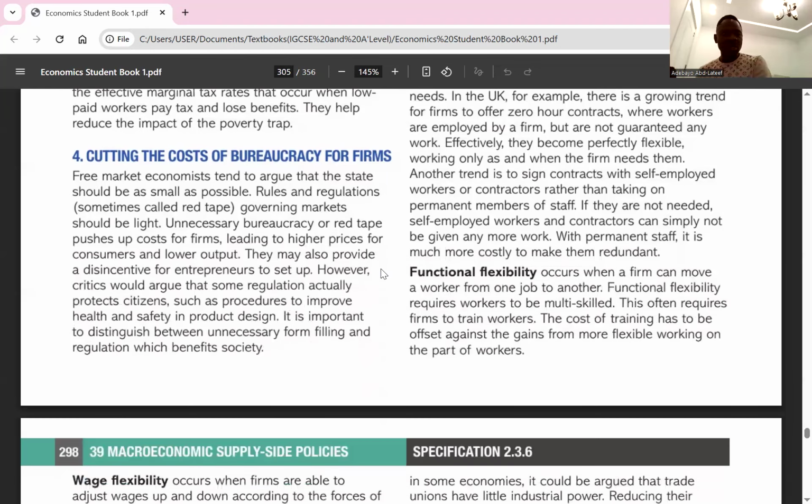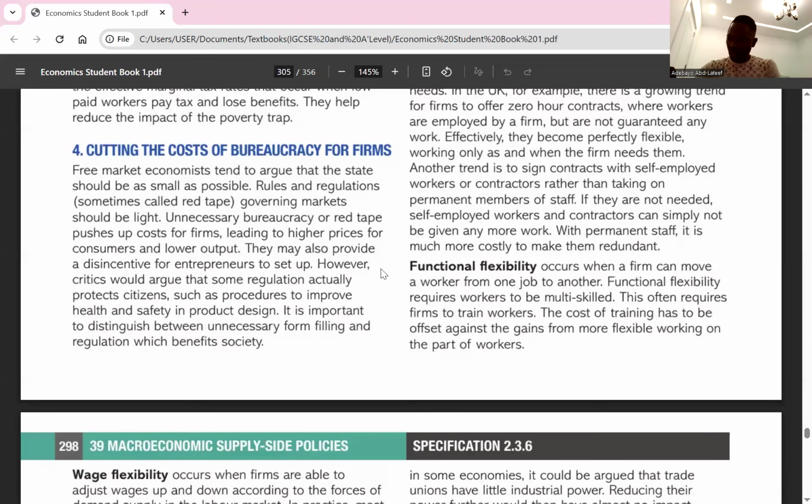So the fourth one is cutting the cost of bureaucracy for firms. When we talk about bureaucracy, we're talking about administration in government. So here I wrote, the free market economists argue that the state should be as small as possible, as rules and regulations are so tight that they increase firms' cost, leading to higher prices for consumers and lower output. Bureaucracy, the red tape, a lot of administrative law. You have to be here, you have to go to the ministry of this, you have to go to the ministry of that.